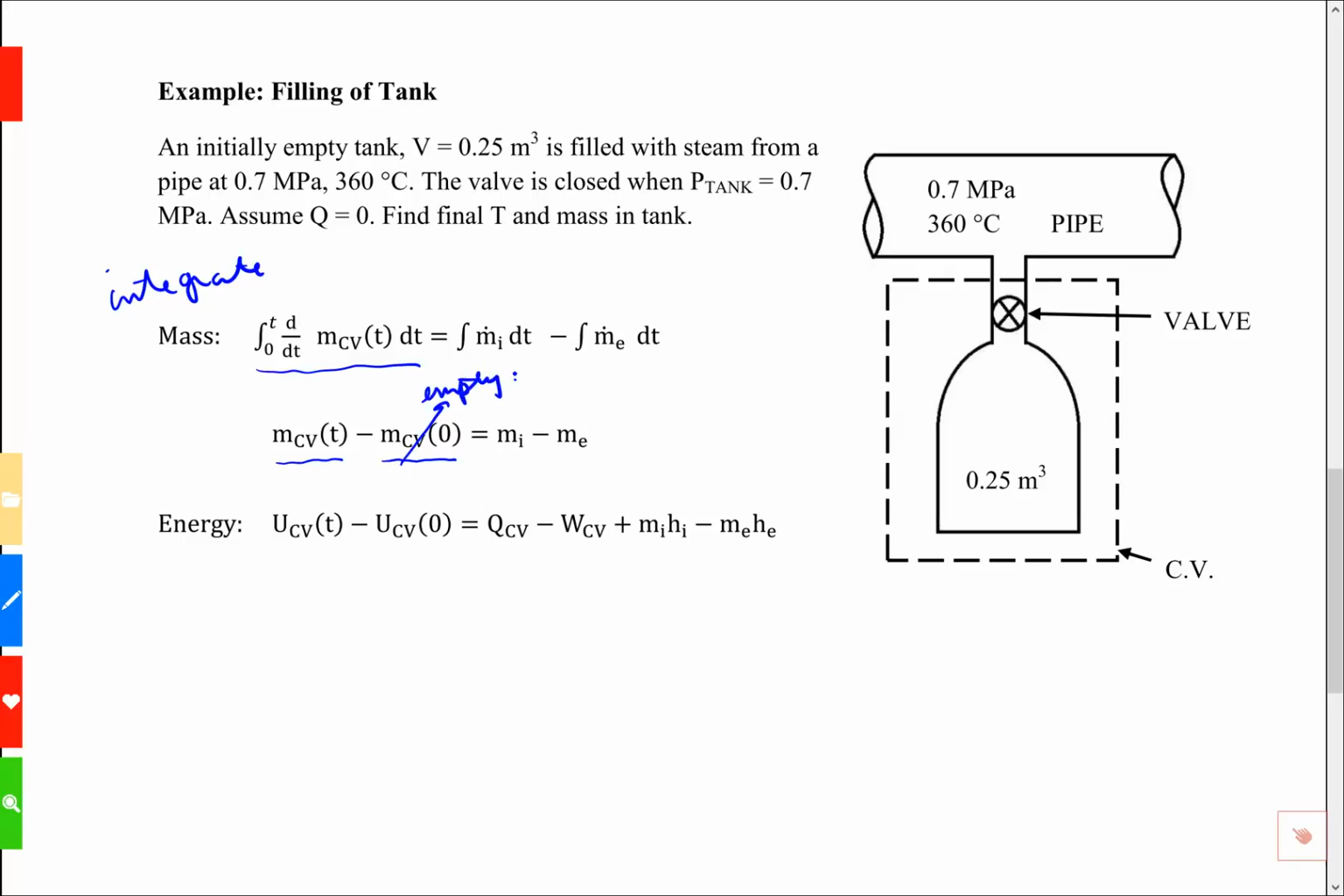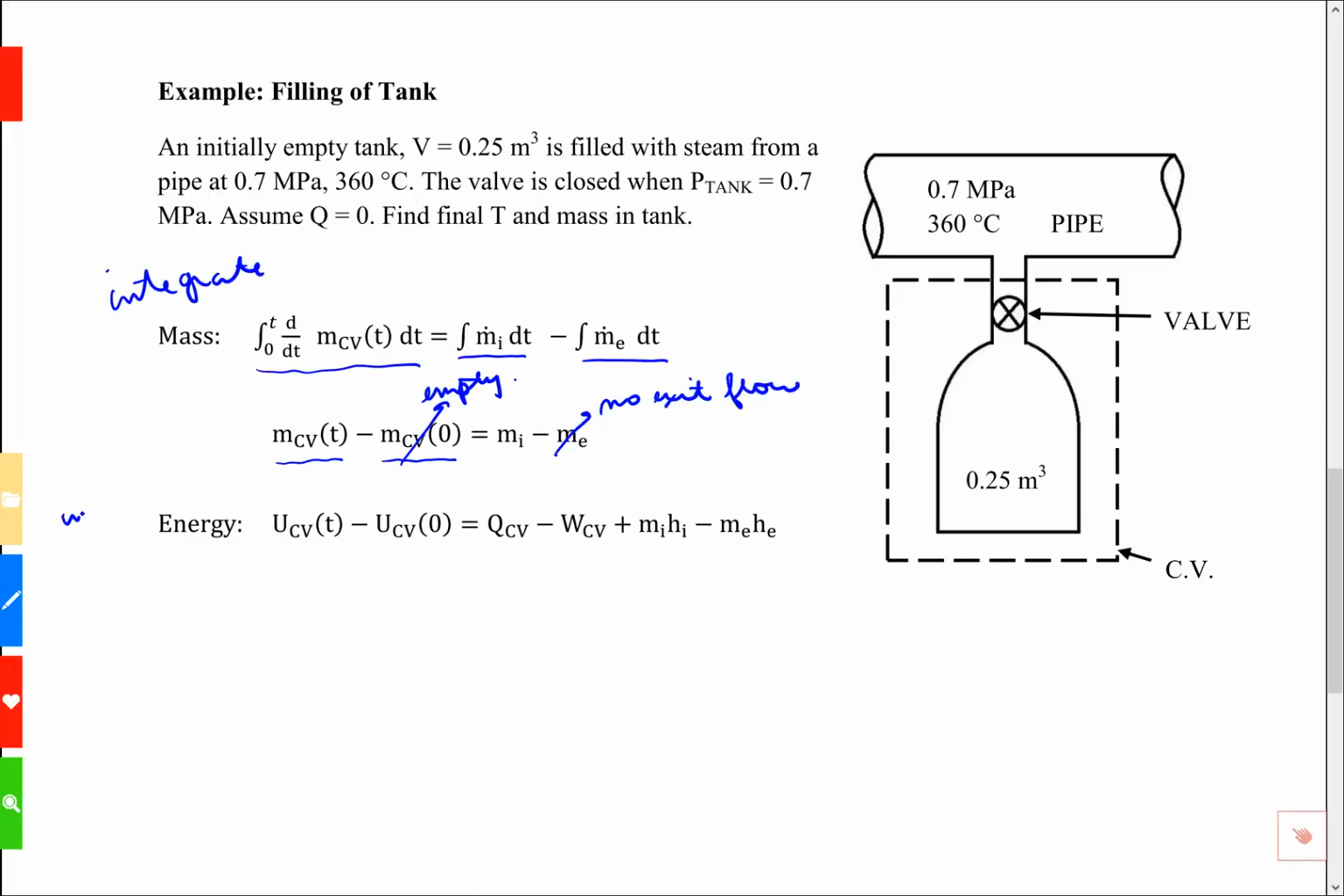Now on the other side, we've got the mass flow terms. This is mass flow in, and this is mass flow exiting. When we integrate m dot, we get m. This is kilograms per second. This is kilograms. There's an inflow, but there's no exit flow. So our mass balance reduces to two terms.